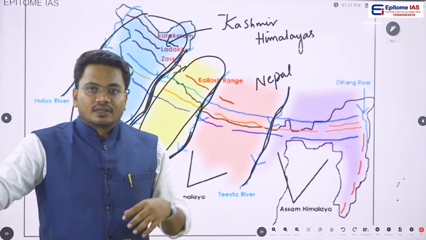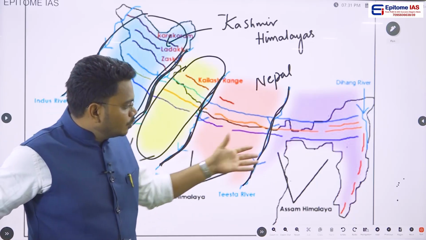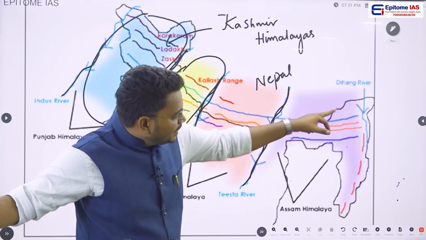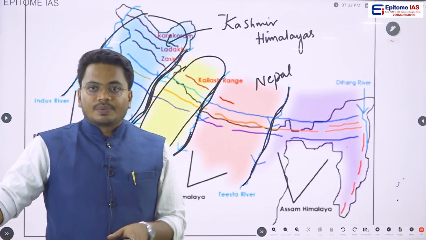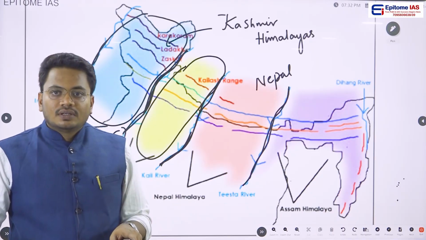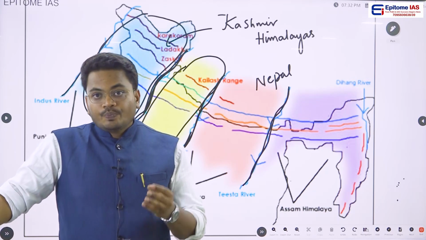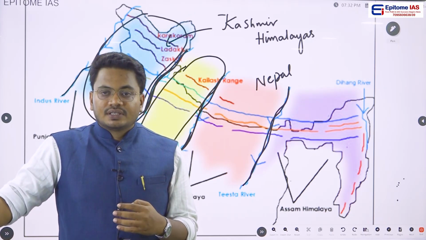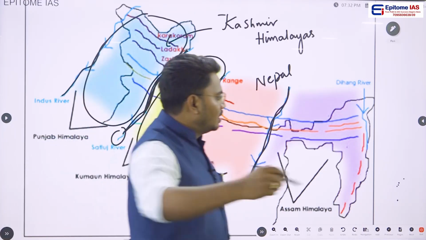Now, after Dihang River, what will we have? These Himalayas would be taking a U-turn, right? These Himalayas would be taking a U-turn in Arunachal Pradesh. So, after taking the U-turn from Arunachal Pradesh, they enter into the other states that are present in the northeast, right? So, the Himalayas which take a U-turn in Arunachal Pradesh are called the Purvanchal Hills.